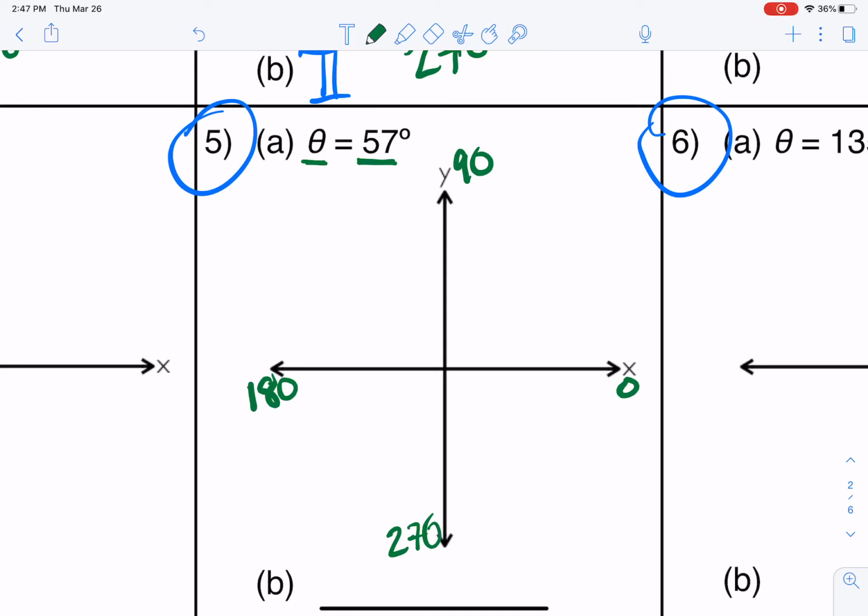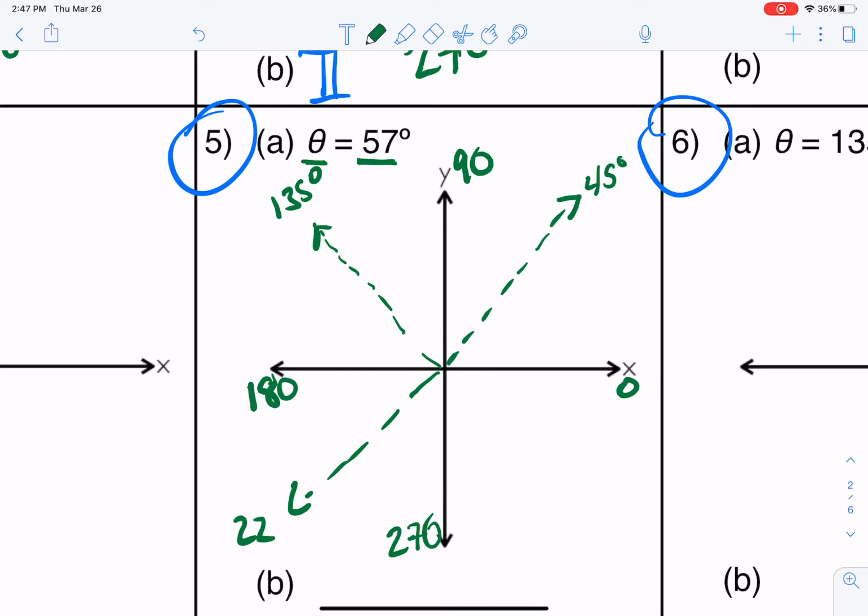For this problem, you don't have to, but you might want to draw your other guide angles. So here's 45, 135, 225, and finally 315.